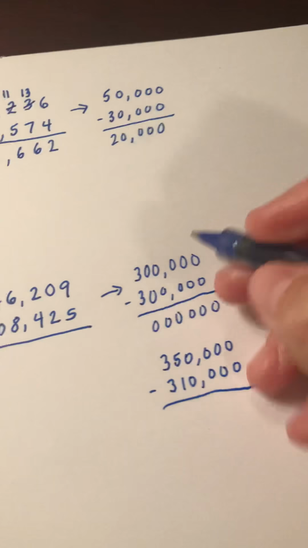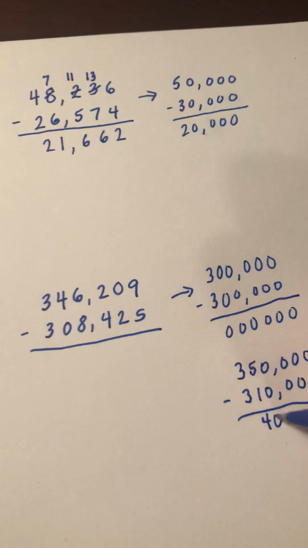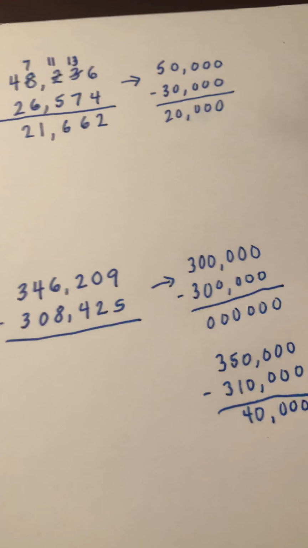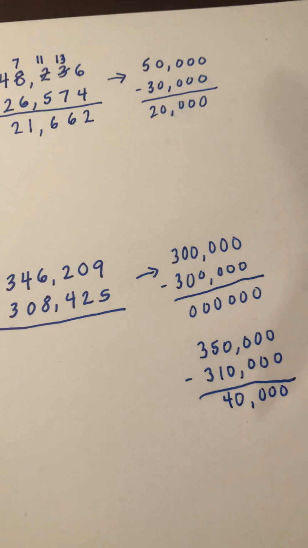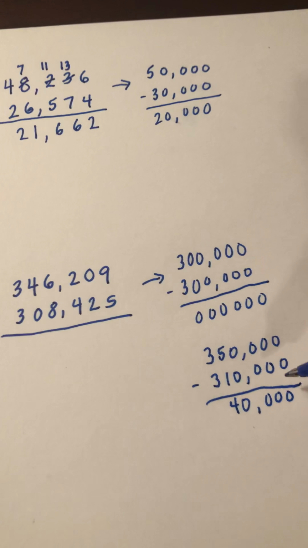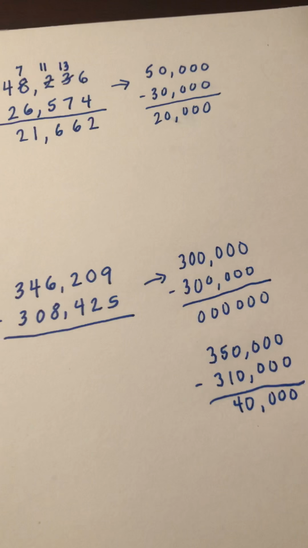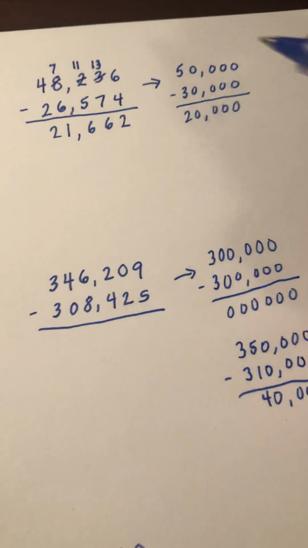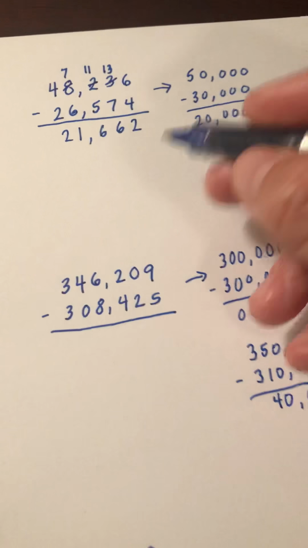Okay, so 40,000 is going to be a much more reasonable estimate than 0. Again, it doesn't have to be 40,000, but I should know that I'm getting an answer somewhere in the 30 to 40,000 range. All right, so we're going to go ahead and subtract.